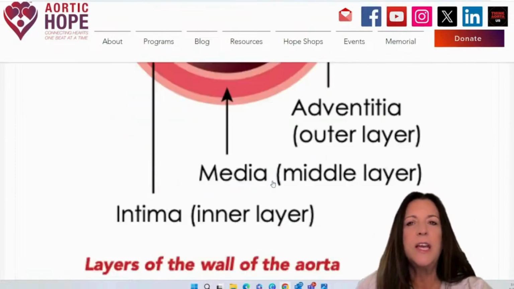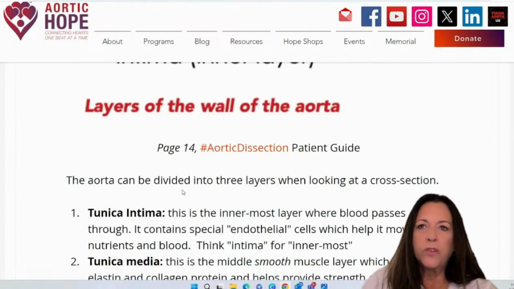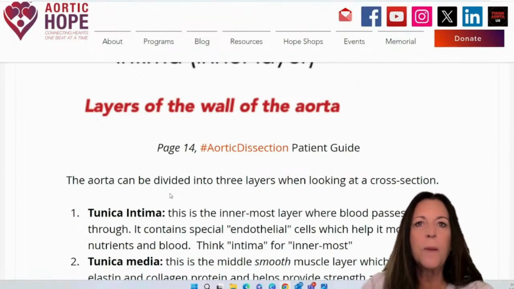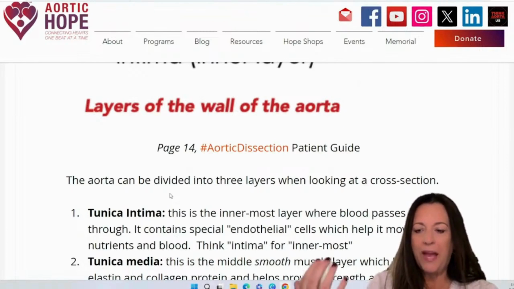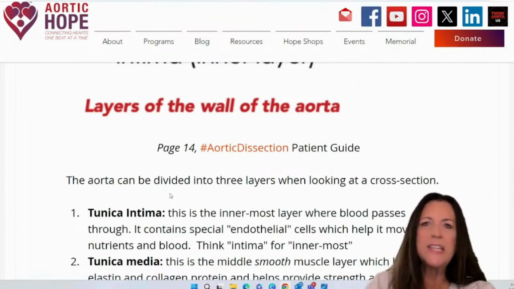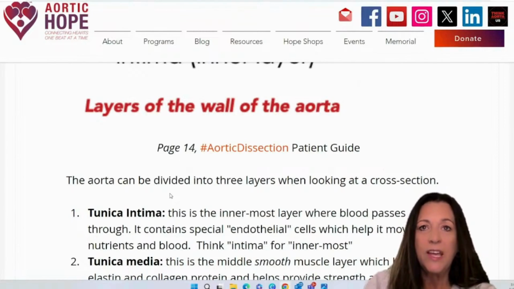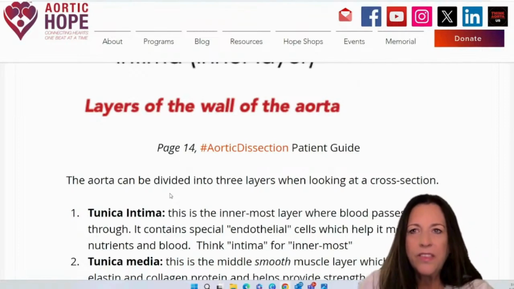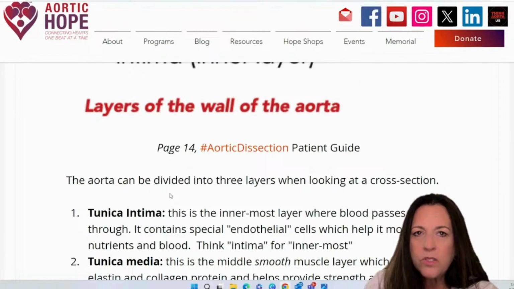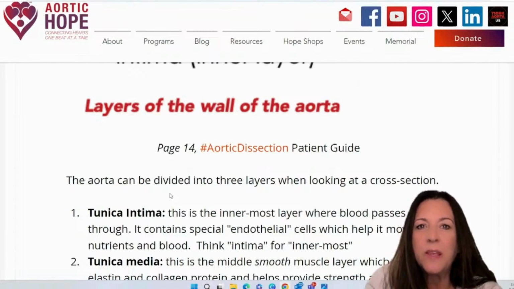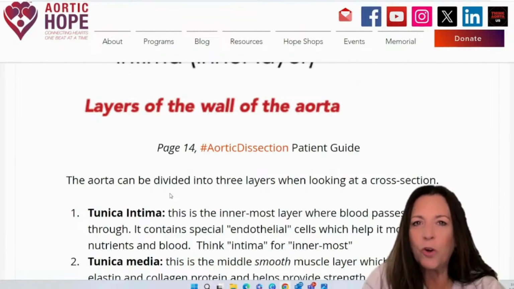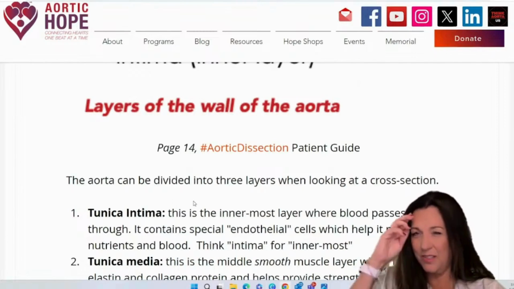It's very large. The different layers of the wall. So the tunica, and that was through a cross section, intima, the innermost layer where the blood passes through, contains special endothelial cells, which can actually help move the nutrients in the blood. Think intima, think innermost, okay? When people get intimate, they're very close, innermost, okay? See what I did there?